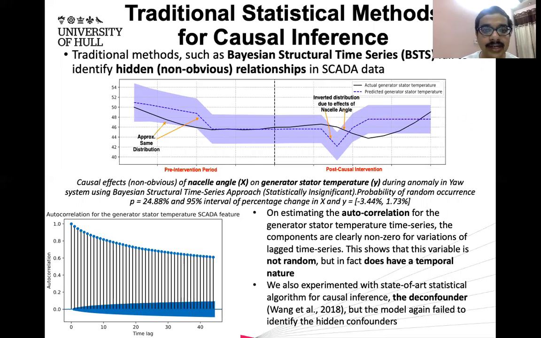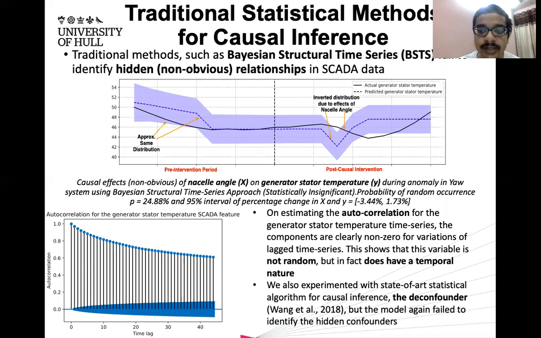We have an example here where the nacelle angle of the turbine affects the generator stator temperature in the component. We can see that while there is a minor effect here, the model infers the relationship as mostly random and spurious, so it suggested that we should neglect this relationship. However, you would see that the generator stator temperature time series, as an example on this graph, really has a non-zero autocorrelation, which shows that it does have a temporal nature, which inspires us to look for alternate models which can identify hidden associations, novel insights, and new things from our data which we wouldn't have thought of initially.